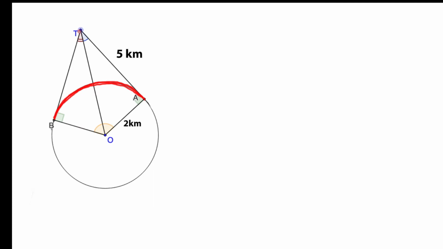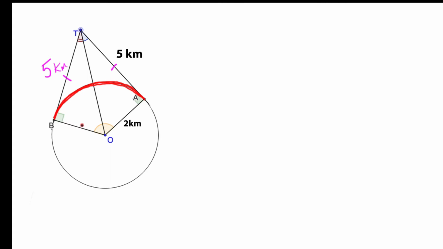Because we know that we're 5 kilometers away from point A, that means that we're also 5 kilometers away from point B. Want to highlight this other side, we would say that this line is equidistant to this line, so this is also 5 kilometers. But we weren't asked about that line. We were asked about the red line here, this arc. What is the distance on the surface of this circle from A to B?